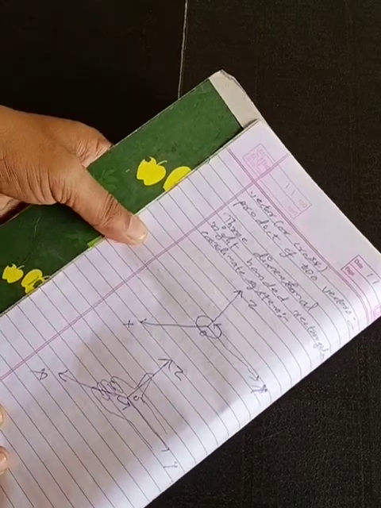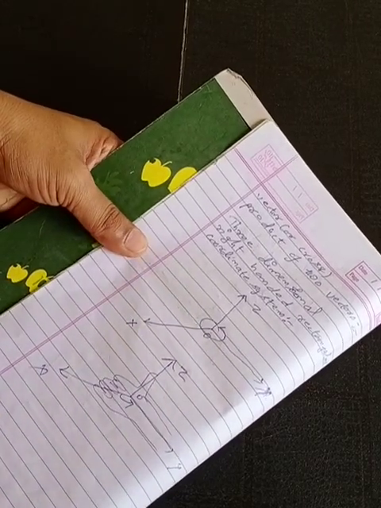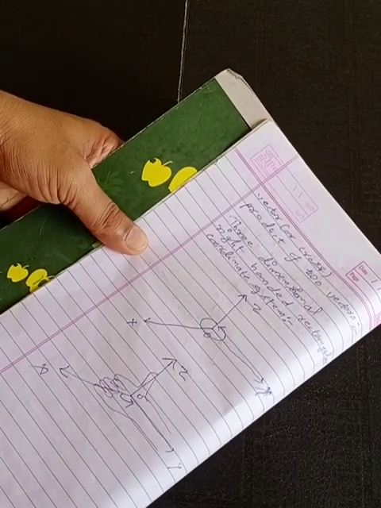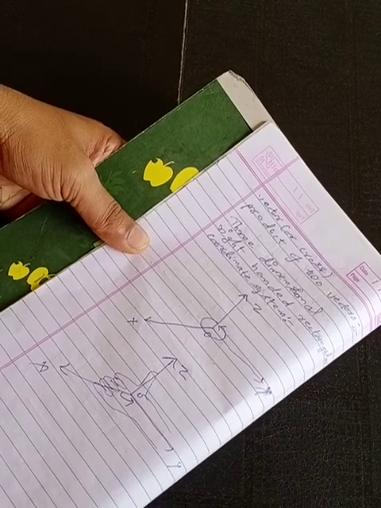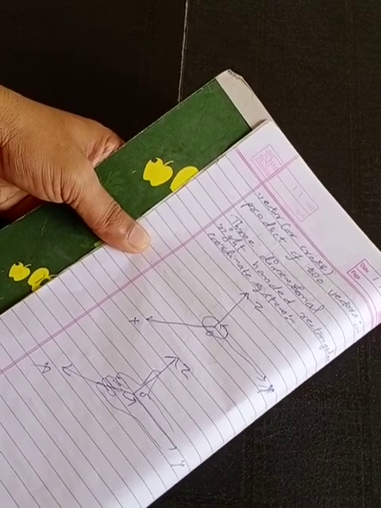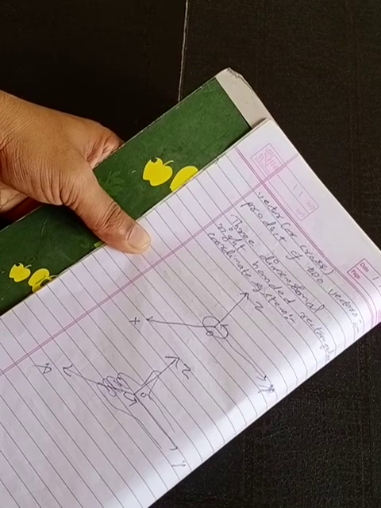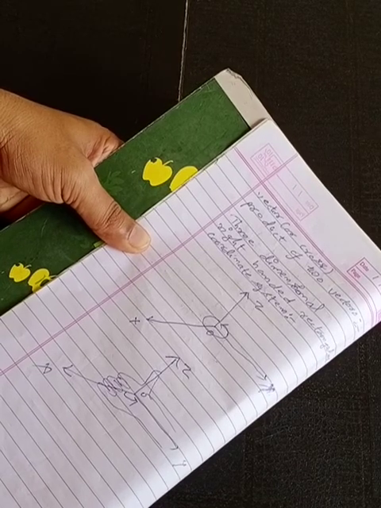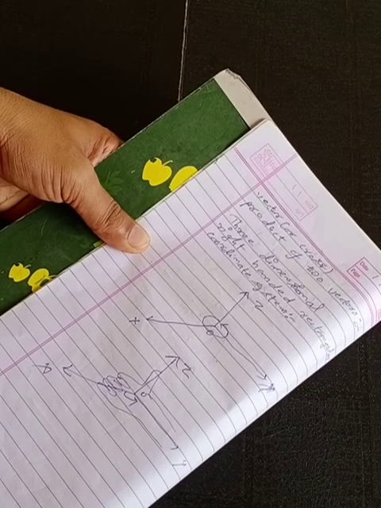Hello students, today we will do vector cross product. Vector cross product. First of all, I want to discuss the three-dimensional right-handed rectangular coordinate system.